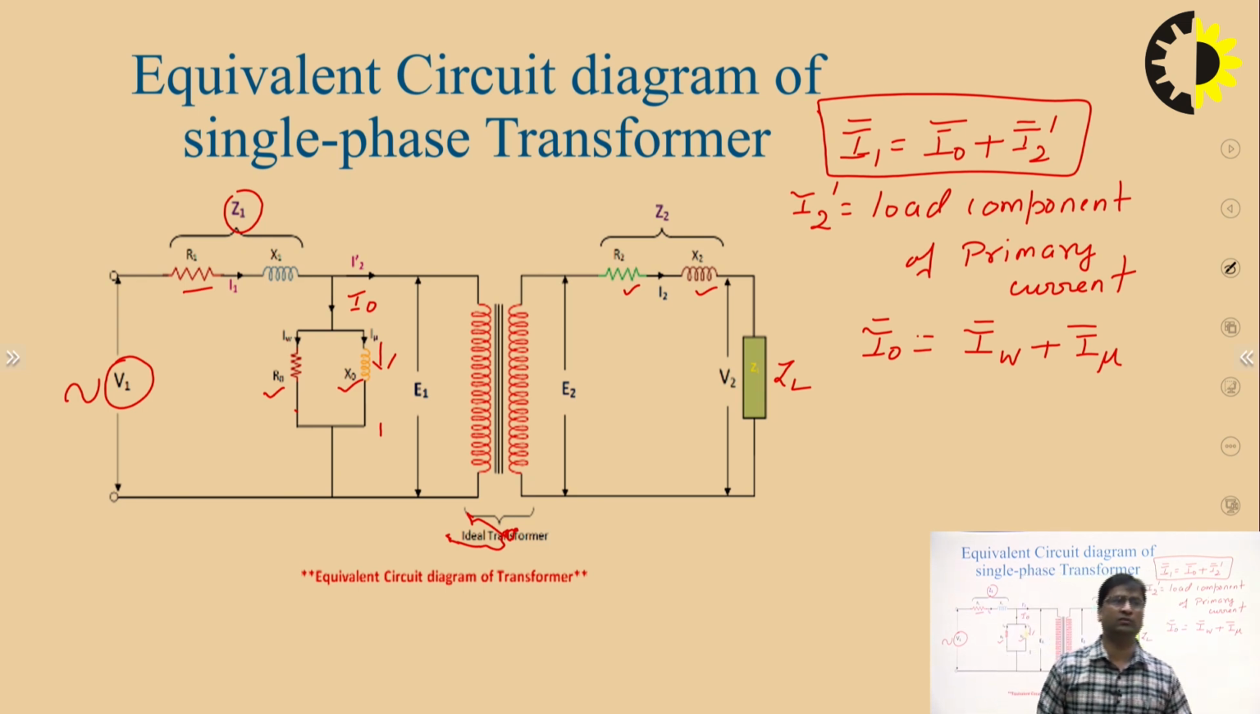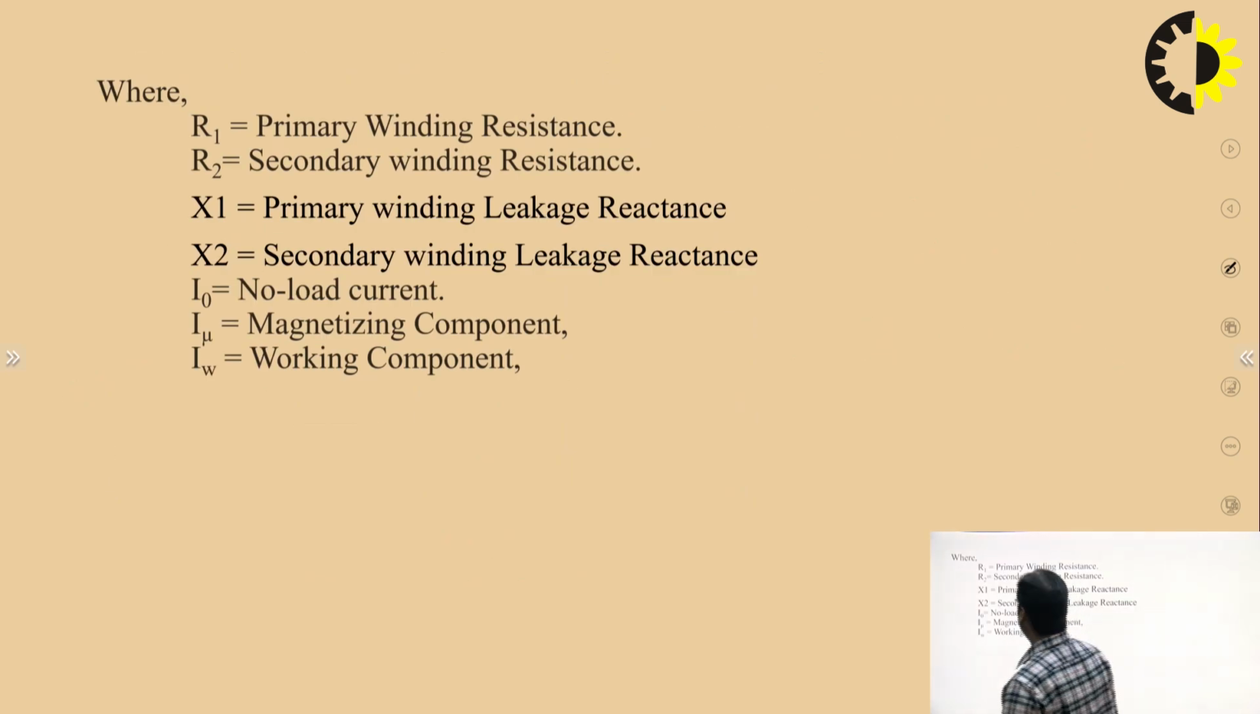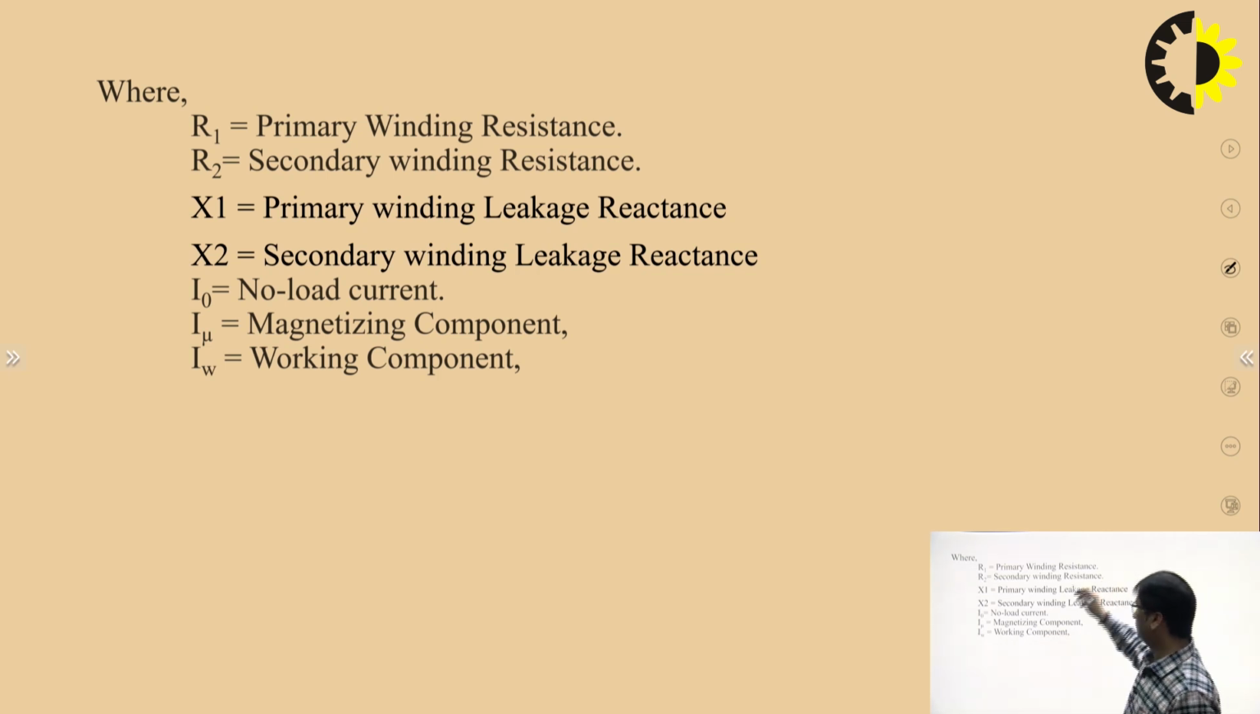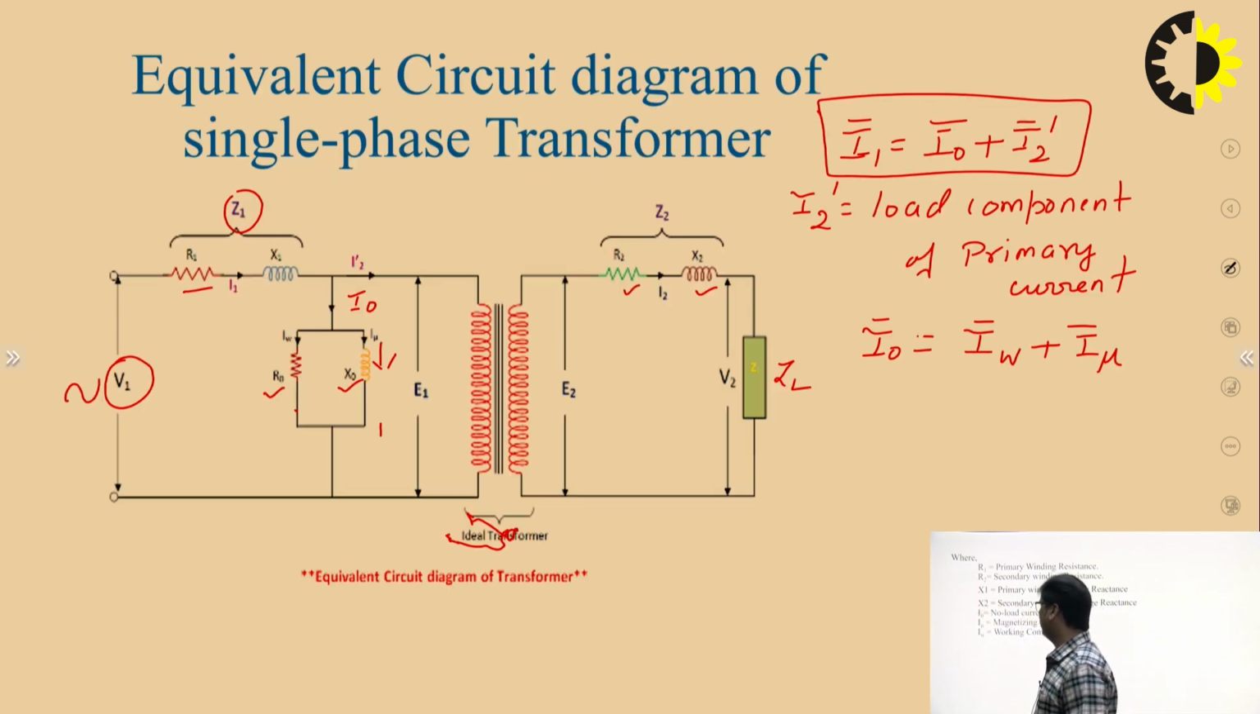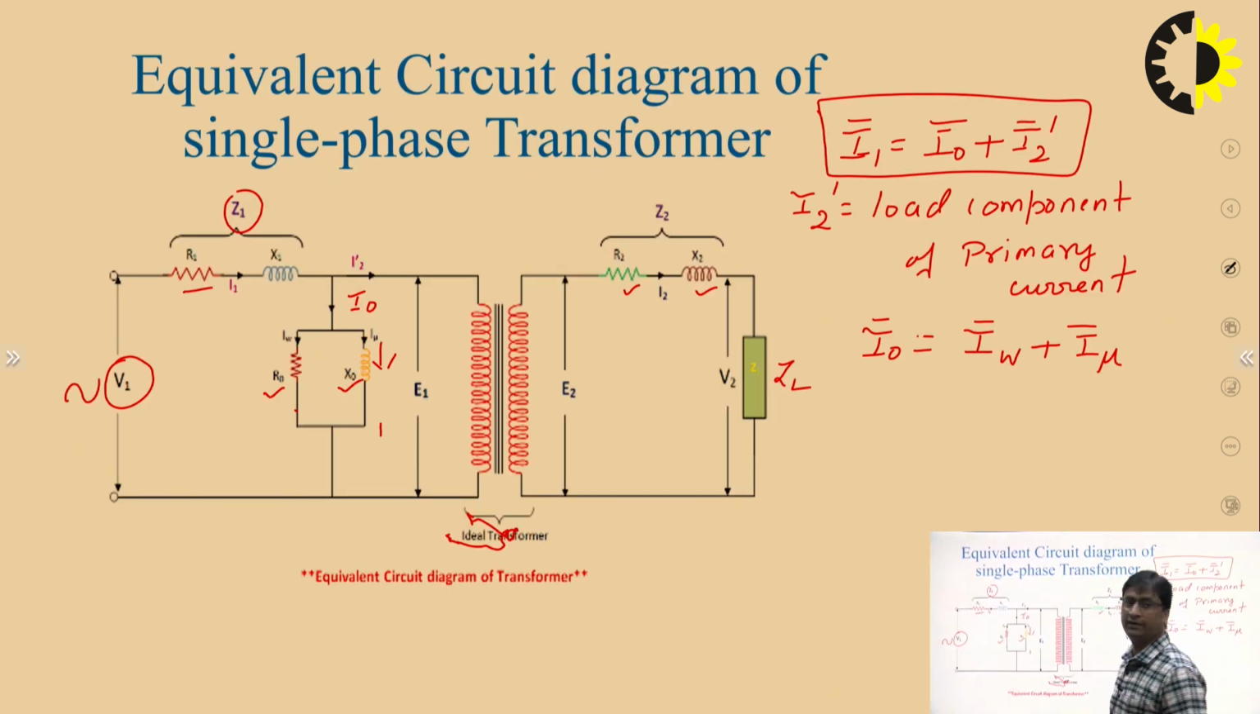Now let us draw the phasor diagram of this transformer. First of all, it is required to write the primary side equation and the secondary side voltage equations. These are some known quantities which I discussed earlier: R1, R2, X1, X2, I naught, I mu and IW. These are the symbols that we have used in our circuit diagram.